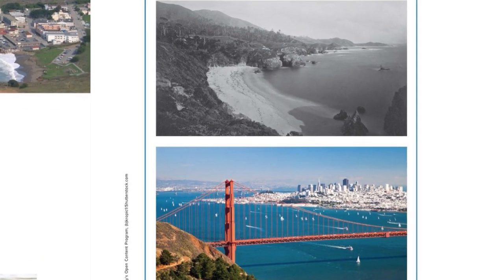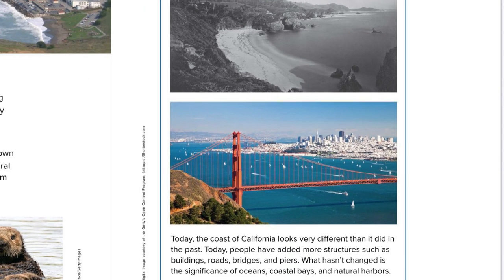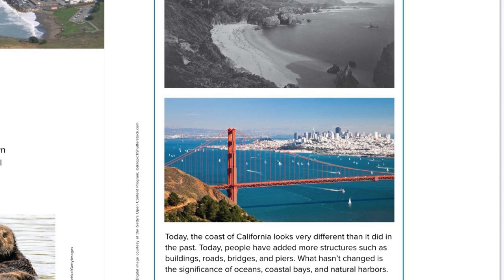Then and now. Today, the coast of California looks very different than it did in the past. Today, people have added more structures such as buildings, roads, bridges, and piers. What hasn't changed is the significance of oceans, coastal bays, and natural harbors.